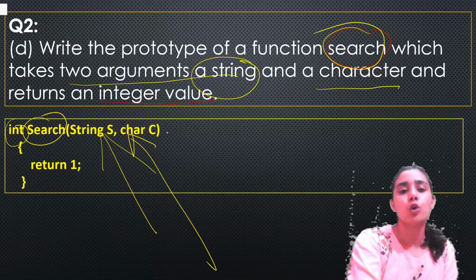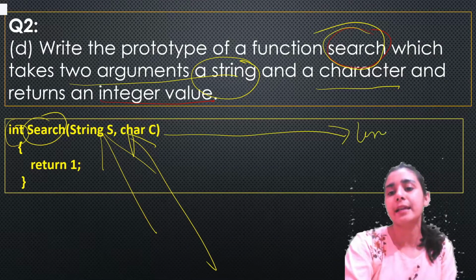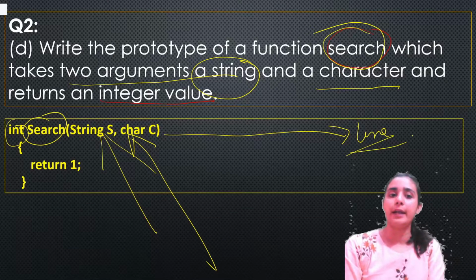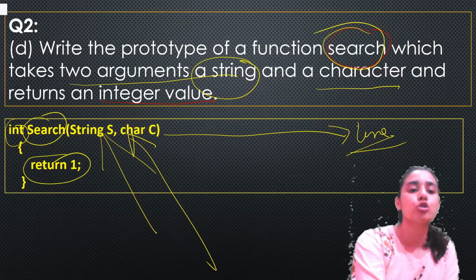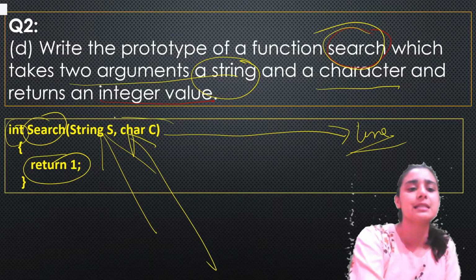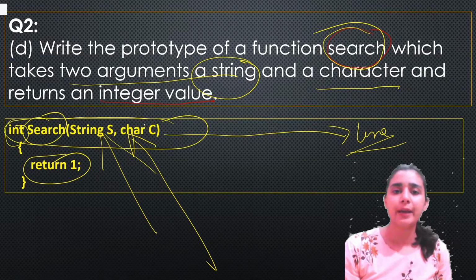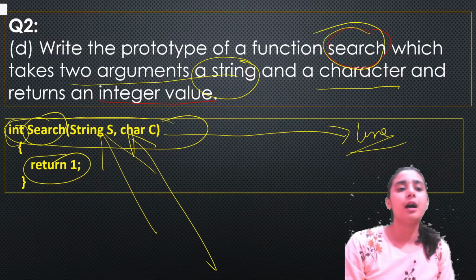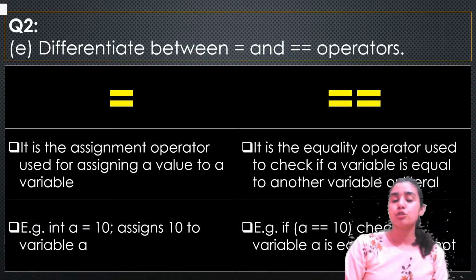If you're writing in the question paper just this line, then also it's fine. But if you are writing it like that, also returning 1, that is also fine. That is as per you. If you're writing the same in a single line, that's also fine. Fine. So this is the thing about this question. Now moving to the next question.